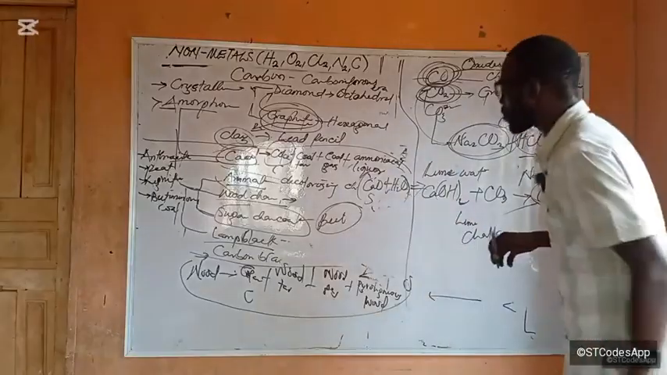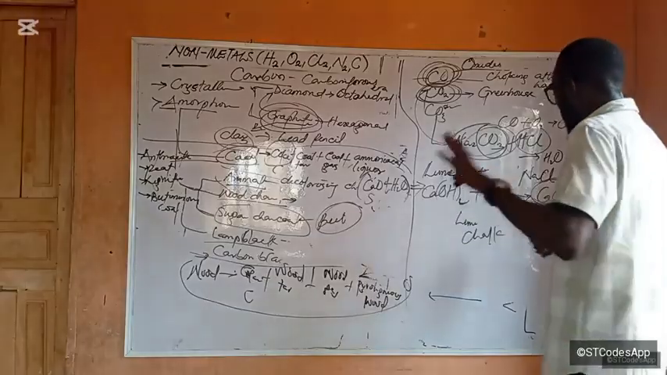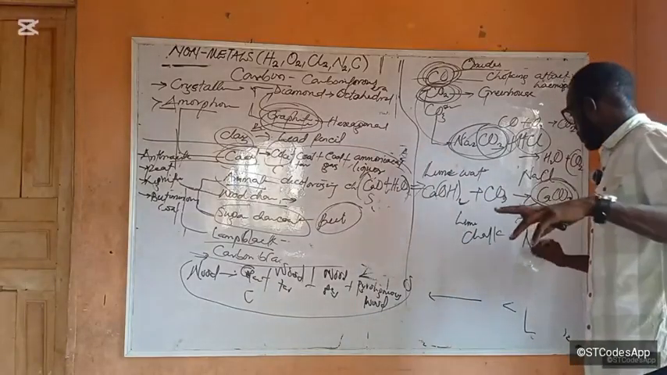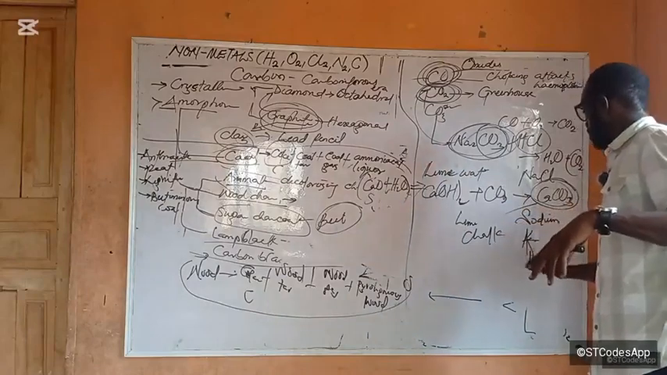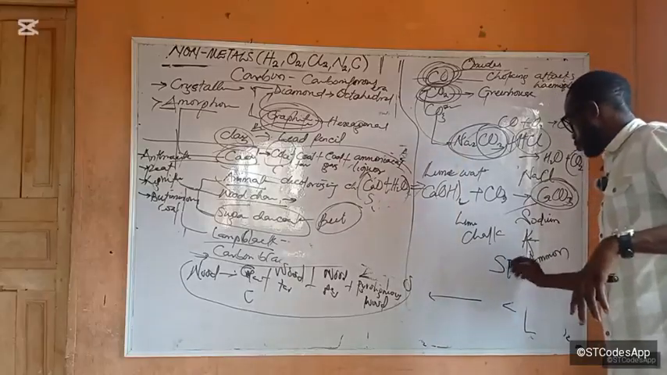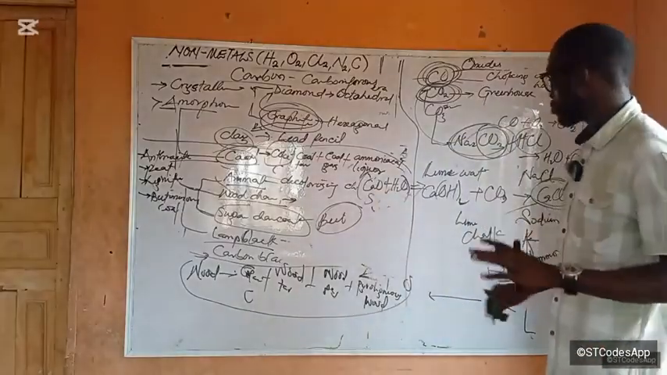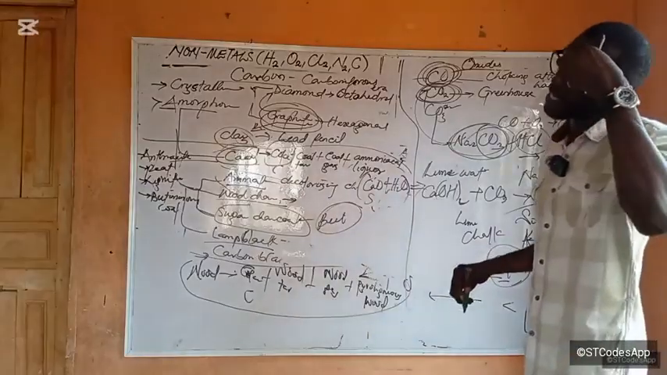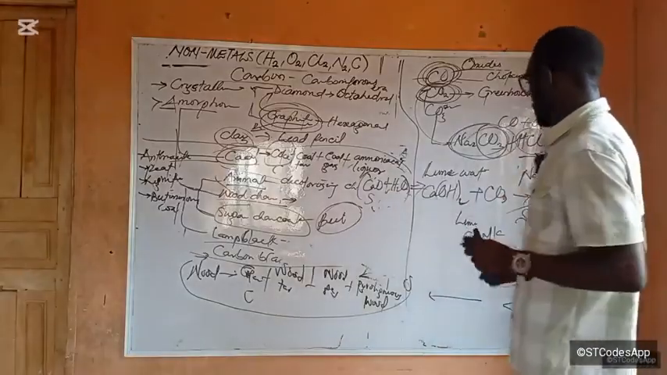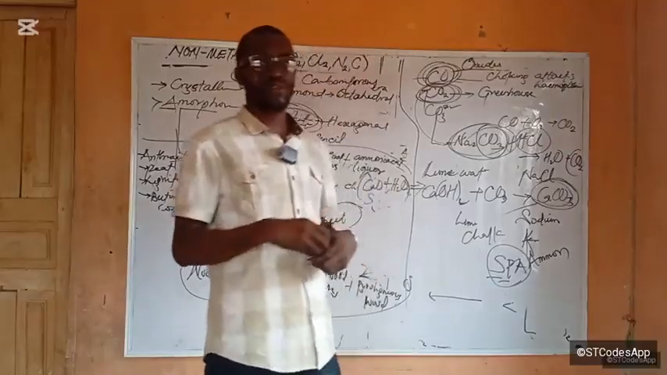CaCO3 is insoluble. In fact, all carbonates are insoluble except sodium, potassium, and ammonium. I use this to teach you: SPA, sodium, potassium, ammonia. All their salts are soluble, including carbonates. But every other carbonate is insoluble. Don't forget, every other carbonate is what? Is insoluble. So this will be it for this video.